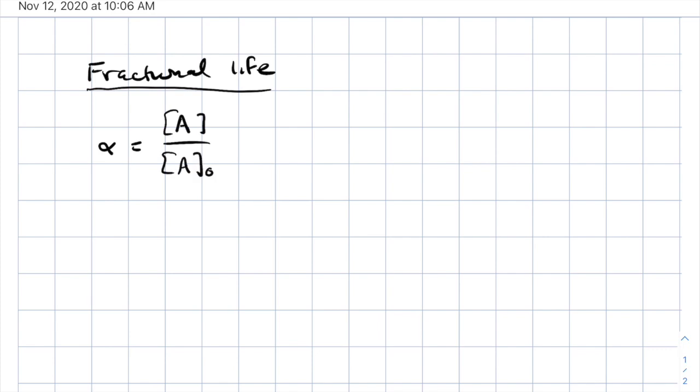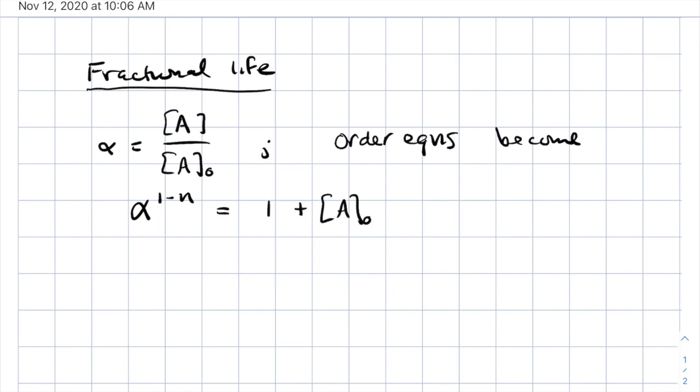This is the typical representation of fraction that we have, right? So when we have this, what happens is the order equations, let's call them the order equations, that we have become alpha to the 1 minus n equals 1 plus a naught n minus 1 times n minus 1 times the rate constant times the time to get to that fraction. Okay, so this T alpha is the time it takes to get to that particular fraction.